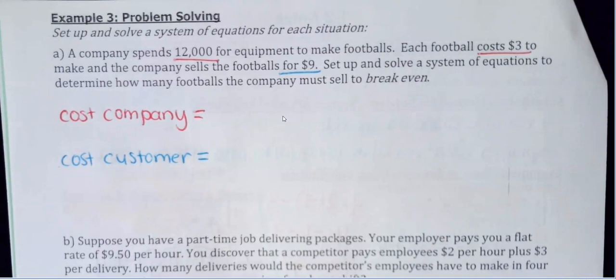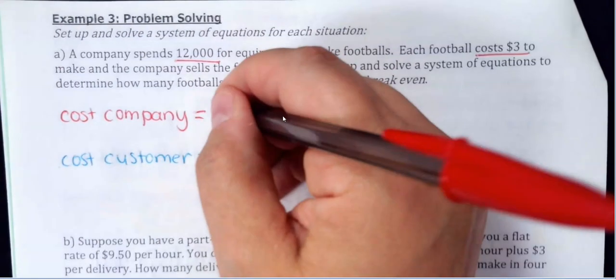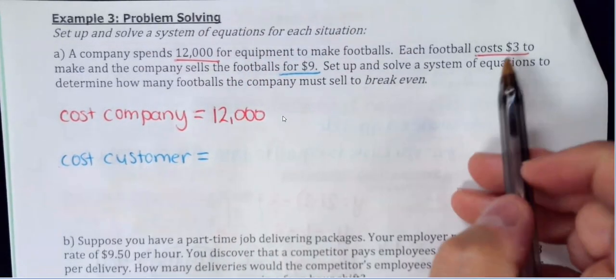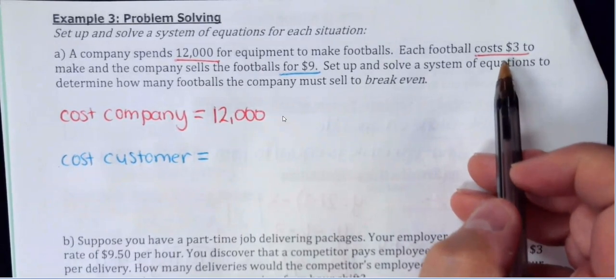Okay, so what in that problem is a cost to the company? If I set up an equation to represent the cost to the company, what would you pick out of that little couple of sentences there that would be the cost to the company? What would you write down? What do you think? Perfect. Okay, so they're going to do $12,000 just for the equipment, right? That's the cost to the company. And then it also costs them $3 for every football that they make.